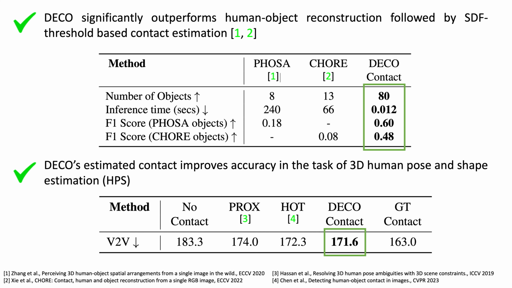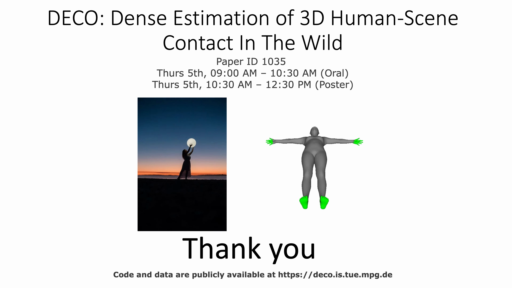Finally, we use DECO's inferred contact for 3D human pose and shape estimation and find that this improves accuracy. These results show that DECO can be useful for the computer vision community. Our code and data are available for research purposes. For more details, please refer to our paper and website.